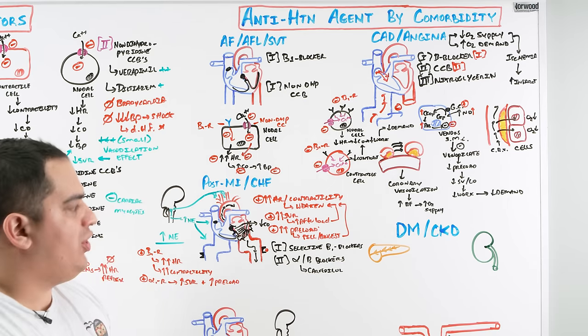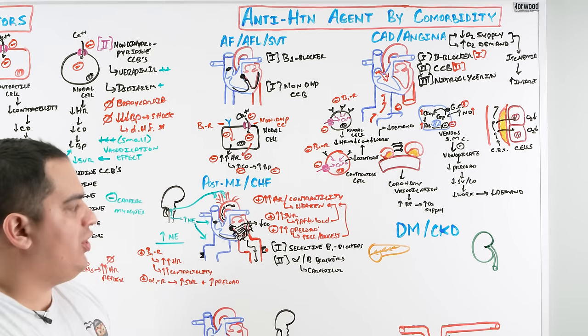So we got those beta blockers, calcium channel blockers, non-dihydropyridine. Here, beta blockers, non-dihydropyridine calcium channel blockers, nitroglycerin. Here, beta blockers, alpha beta blockers. We also have ACE inhibitors, ARBs, and aldosterone antagonists for this one. What about diabetes and CKD?